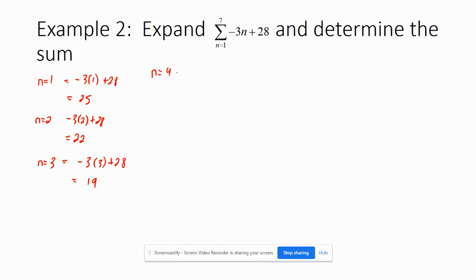Guys, as I'm doing this, I hope that you're thinking, isn't there a faster way to do this calculation? That was the purpose of this unit. Do we have a faster way than writing out the whole thing? We definitely do. If n equals 5, we have negative 3 times 5 plus 28. We have formulas, an arithmetic series formula.